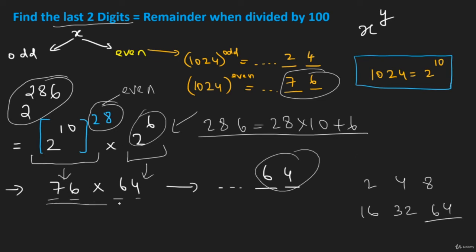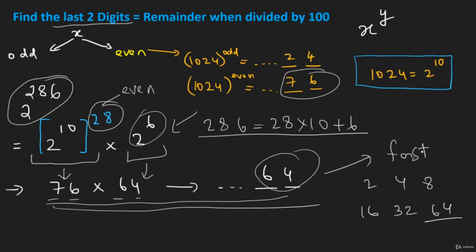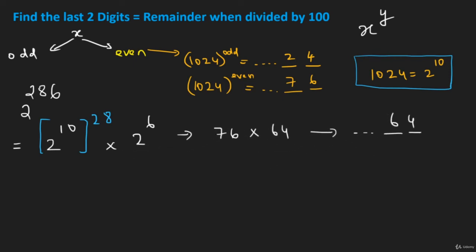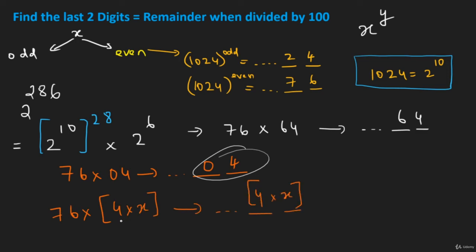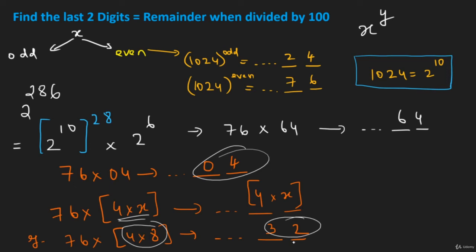Now you don't need to do this multiplication over here. Even to make this even faster, you can see that if you multiply 76 with 04, you will get an answer with the last two digits as 04 itself. Similarly, if you multiply 76 with a number of the form 4x, the last two digits will depend only on that number. So what do I mean with that? Say for example 76 into 4 into 8. 4 into 8 is 32. So the last two digits will be 32 itself over here. Similarly, over here you can see 76 into 64. 64 is nothing but 4 into 16.